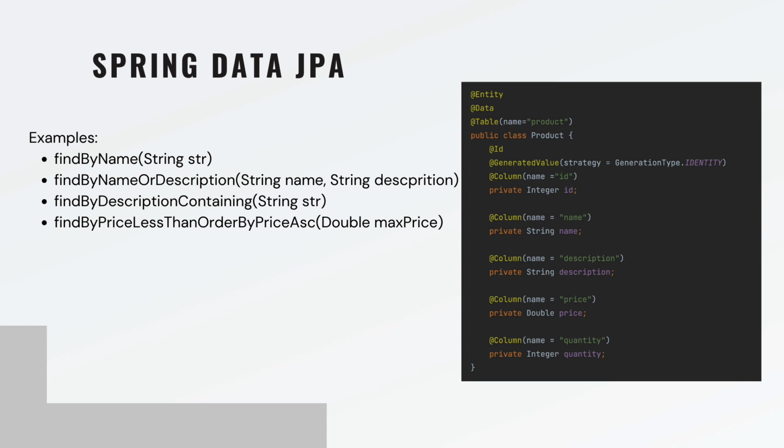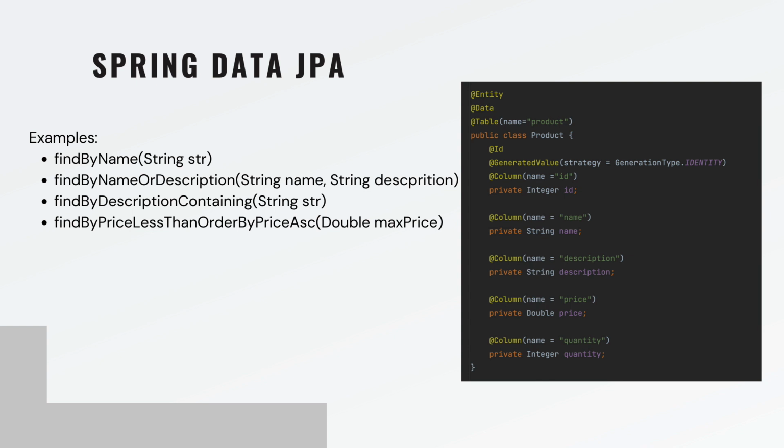So if we write findByName and we write it in this exact way, it will do a search on the name column and only return the exact matches that have the name we pass in. The next one, findByNameOrDescription. So if it finds the name we pass in or the description we pass in, it will return the whole product. findByDescriptionContaining. So let's say we don't need an exact match. We just need to make sure that the substring is contained in the column. It will return it.